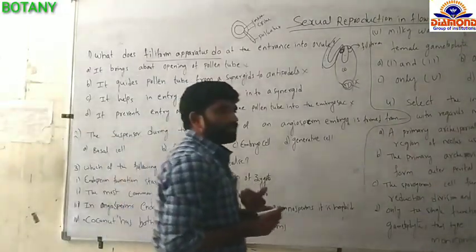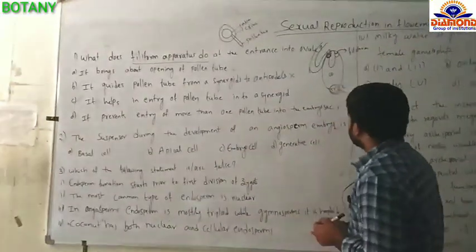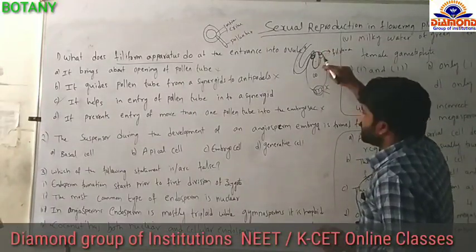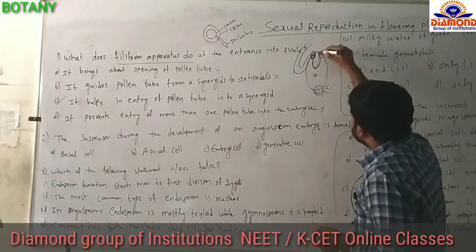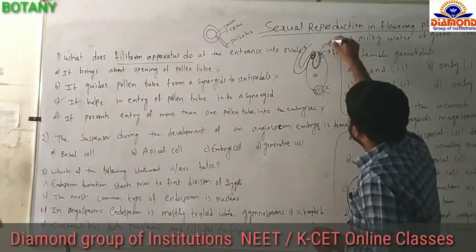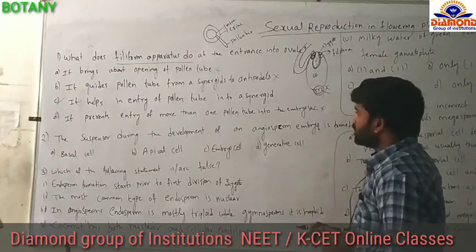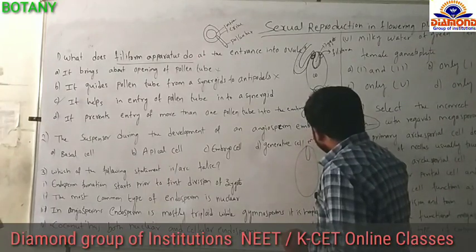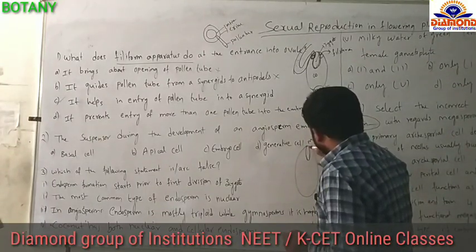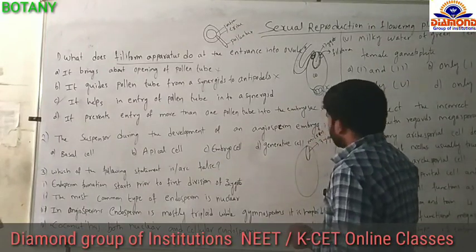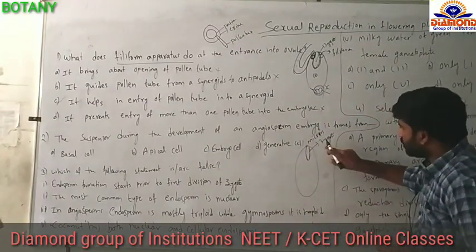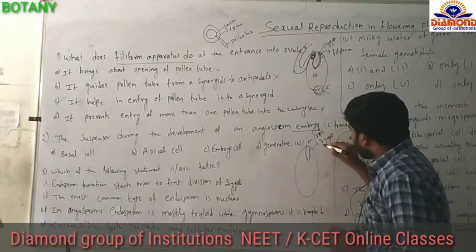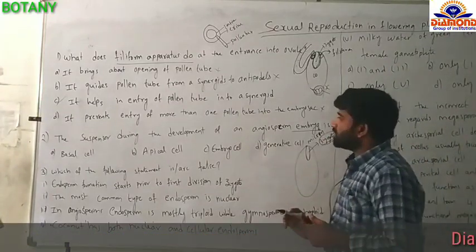Coming to the next question: the suspensor during the development of an angiosperm embryo is formed from. After fertilization in an angiosperm plant, two fertilizations take place, that is, double fertilization, and in this, the primary fertilization forms a zygote. The zygote is formed towards the micropyle. After fertilization, this is the zygote, and after its formation it is converted into an embryo.